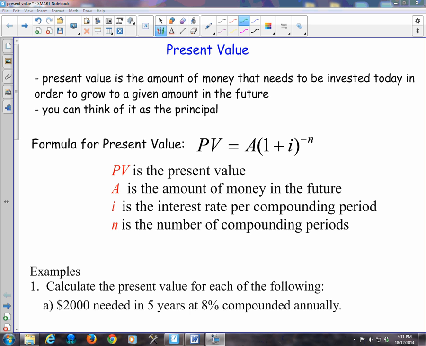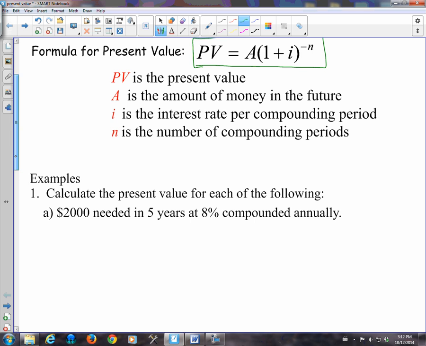The formula for the present value is PV = A(1 + i)^(-n). PV is the present value, the amount of money now. A is the amount of money in the future. i is the interest rate per compounding period. And n is the number of compounding periods.